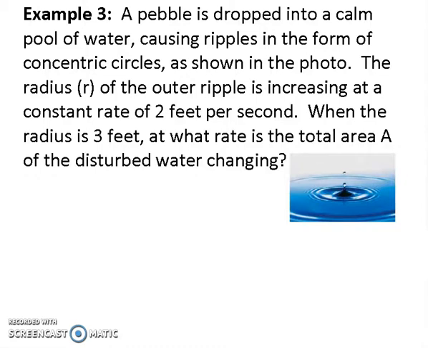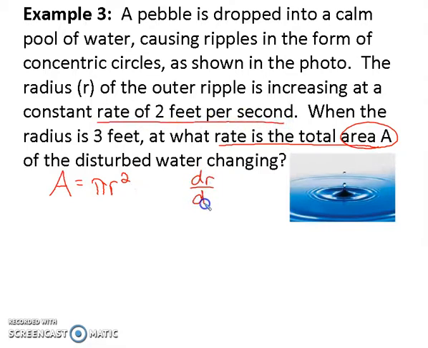Okay, so the first thing I'm going to notice is what are they asking me for? The rate of the total area. So that tells me I need an area formula so that then I can take a derivative of that letter A. So circles, hopefully you remember the formula for area of a circle is pi r squared. Luckily, all the other information in this problem pertains to the radius of the circle. It is changing at a rate of 2 feet per second. So that is dr dt is 2 feet per second. And the circle is growing, so that would be a positive 2. If the circle was shrinking, then that rate would be a negative 2.